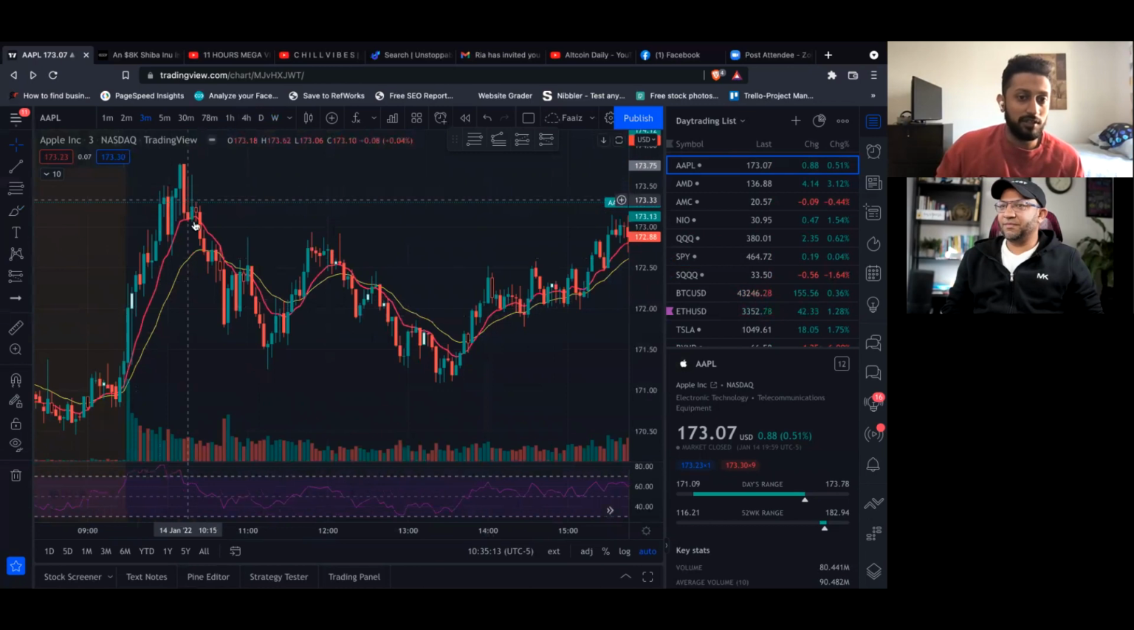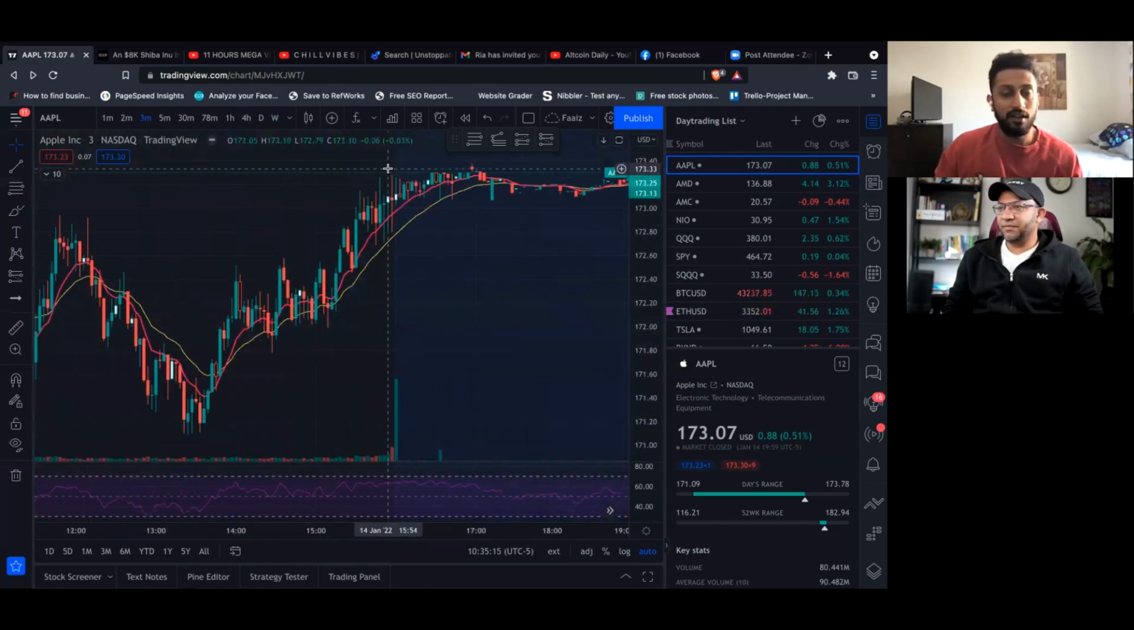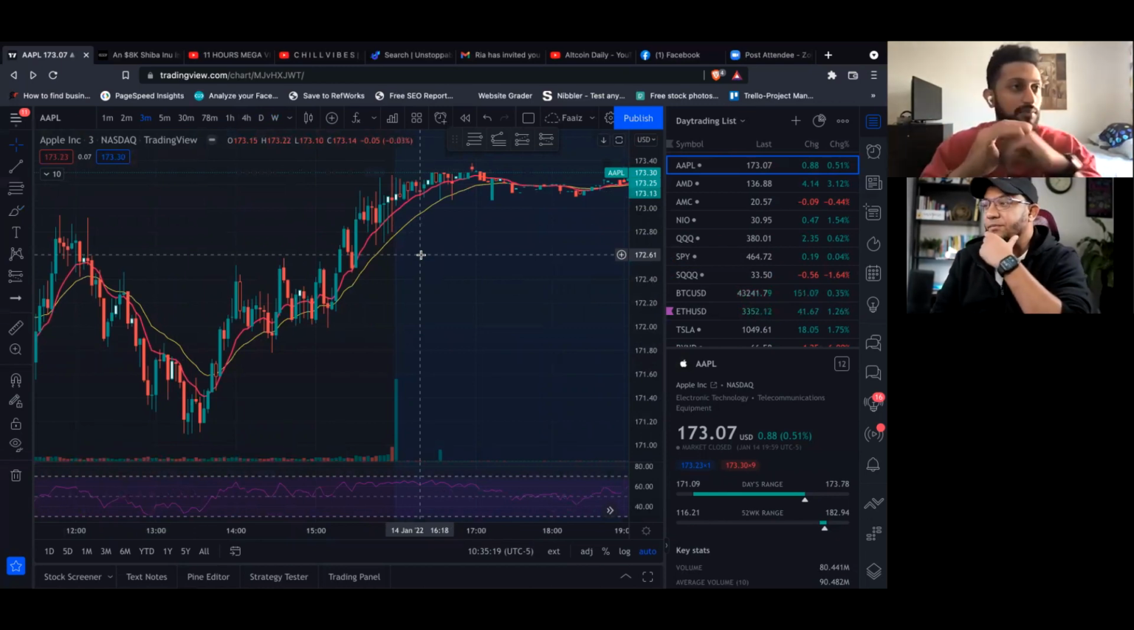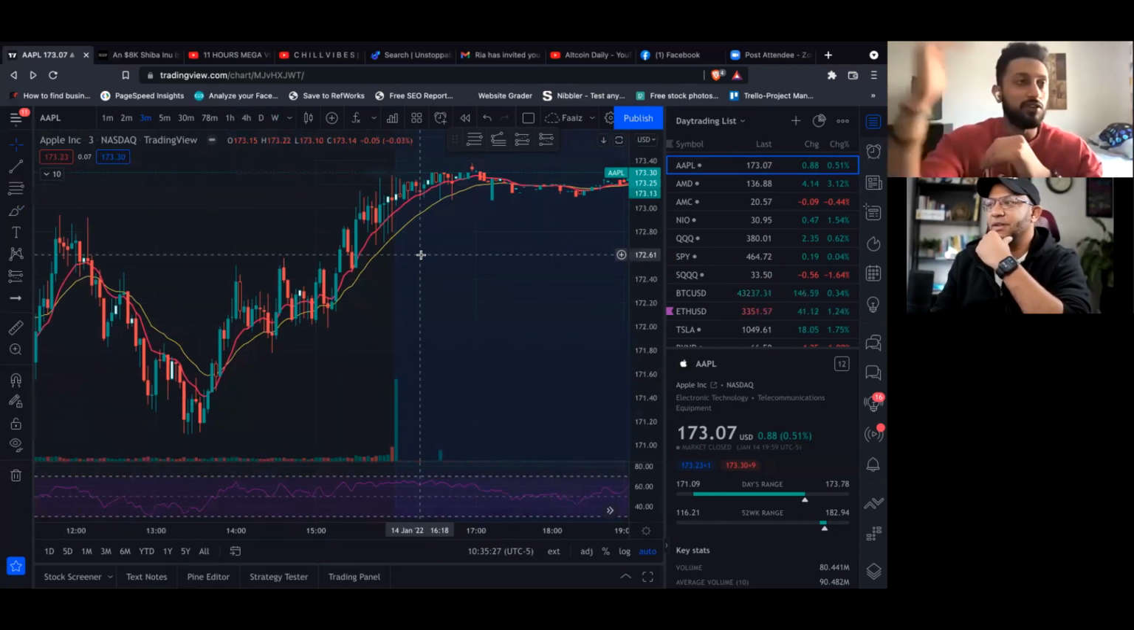Like this is an uptrend, then we had a downtrend, then we had an uptrend. So you need to identify these trends based on your time frame. Don't get confused as, oh, I'm a day trader, but the stock is doing an uptrend on a weekly, so I'm gonna hold, and then it drops and you lose.